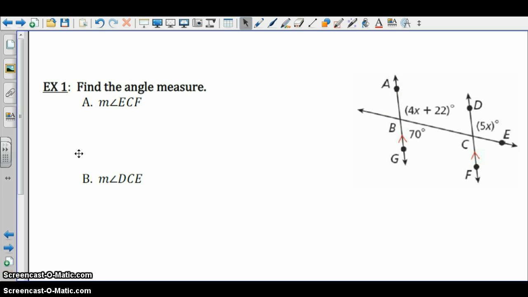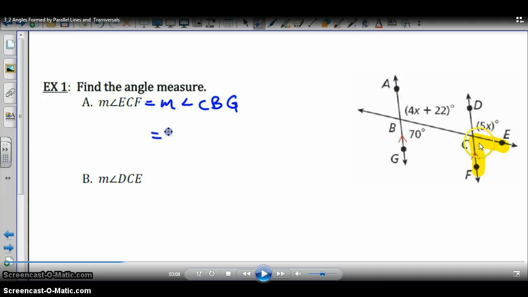Alright, so let's try example 1. In this example, we need to find the measure of angle ECF. So I've highlighted that one for you. ECF. And you'll remember that ECF and CBG are corresponding angles. And so the measure of ECF should be the same as the measure of CBG, 70 degrees.